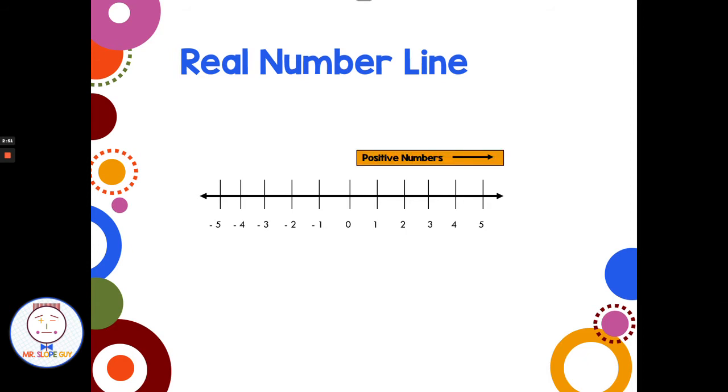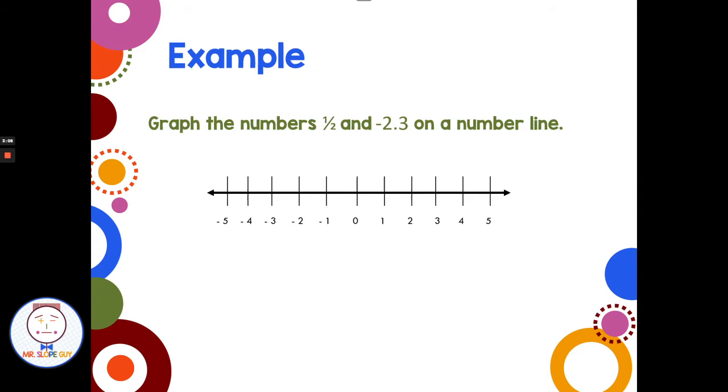Positive numbers are always to the right of 0, and negative numbers are to the left of 0. The further to the left a number is, the smaller the number is. The further to the right a number is on the number line, the larger the number is. So, for example, let's say we graph 1/2 and negative 2.3 on a number line. Well, 1/2 is going to go between 0 and 1. It's going to go halfway between 0 and 1. So we could put a little point there, and I labeled this 1/2.